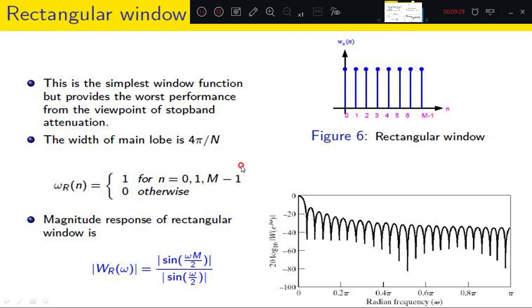So if a question is asked like, with the equations or expressions, explain different types of windows, you have to write the definition, then what is the mathematical equation for the rectangular window, and what is the expression in the frequency domain, along with these plots that you have to draw.